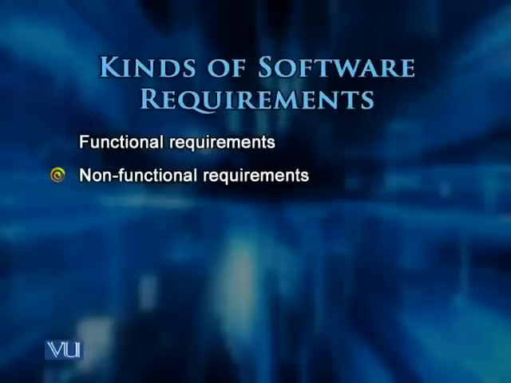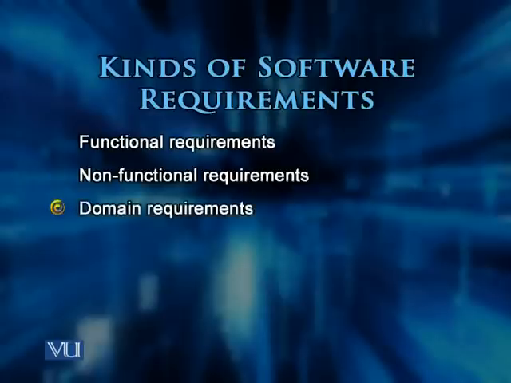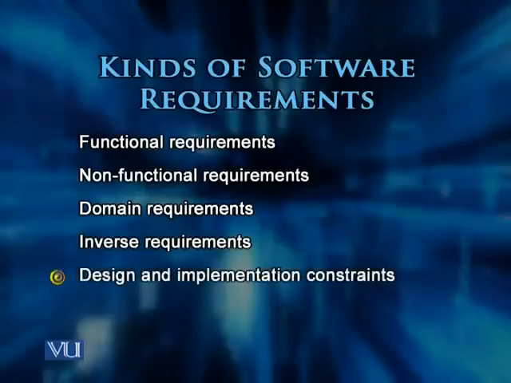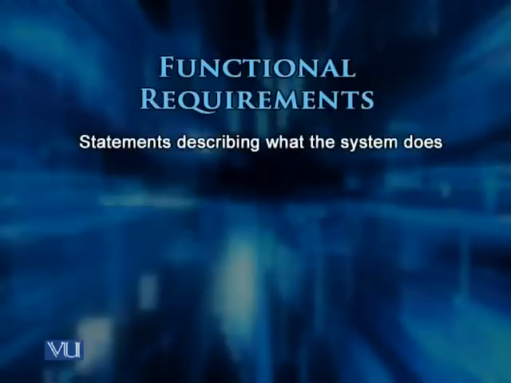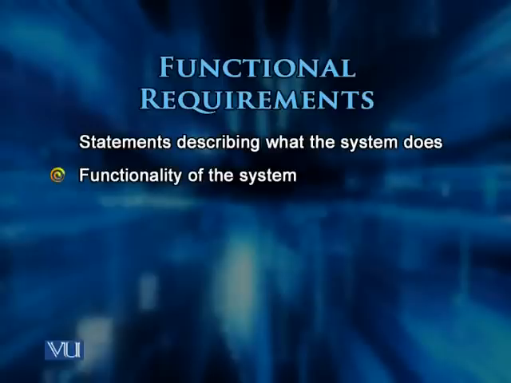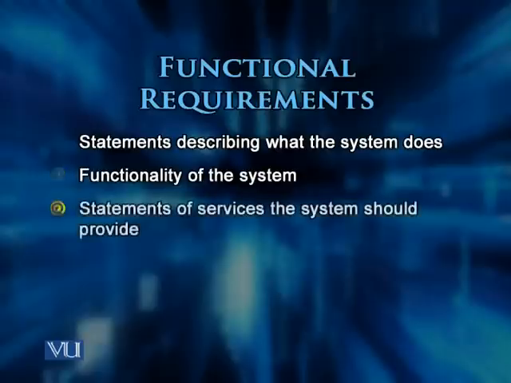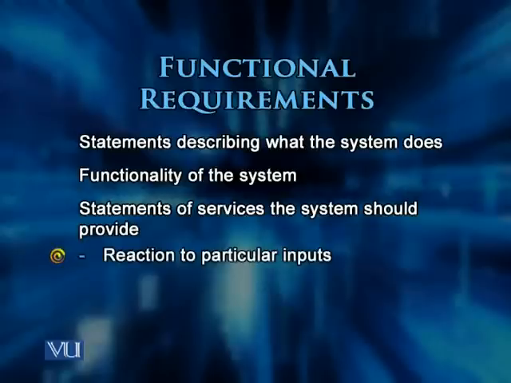These are 2 main types of or main kinds of requirements. Then there are domain requirements, then there are inverse requirements, and the 5th is design and implementation constraints. Let's talk about each one of them. Functional requirements are statements describing what the system does, so they capture the functionality of the software system. They can also be interpreted as statements of services the system should provide, which can consist of reaction to particular inputs or behavior in particular situations.